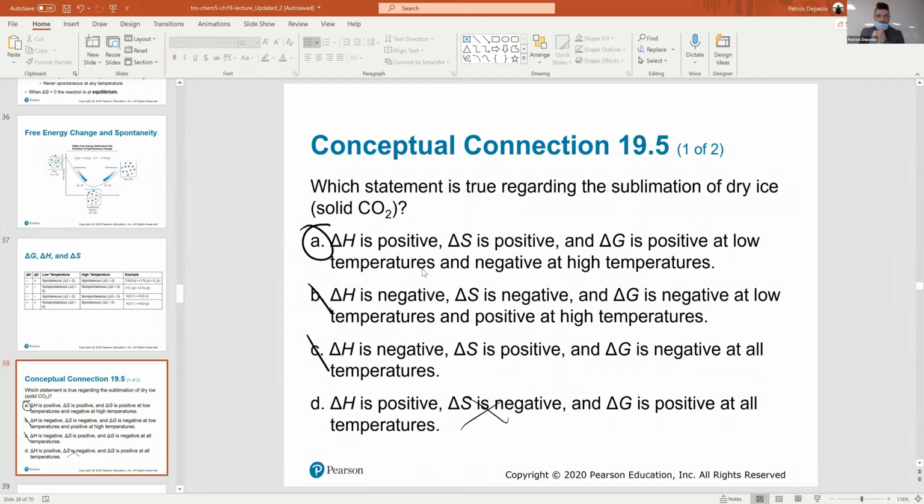Now, if you think about that, delta H is the sublimation of solid CO2, and solid CO2 is dry ice. What do you know about dry ice? It's very cold, right? Negative 120 degrees Fahrenheit, I think. So at low temperatures, this is not going to happen spontaneously. At higher temperatures, you're going to have the spontaneous sublimation of CO2. So delta G is going to be negative at high temperatures and positive at low temperatures. So that makes sense.